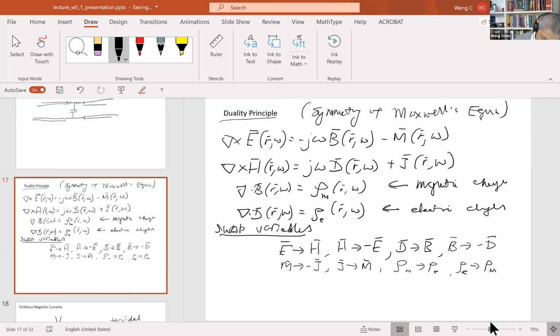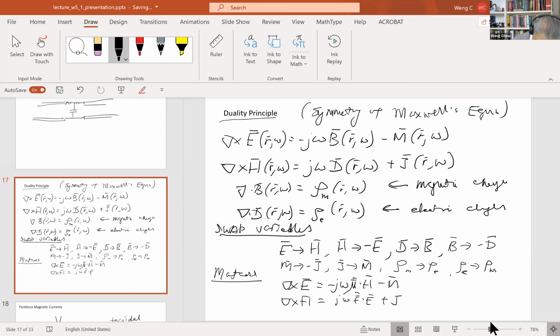Okay, so this is called the duality principle. I have to add that when material is present, the duality principle becomes slightly different. Say if I put in material, Ampere's law becomes j omega epsilon dot E plus J. And in addition to swapping the fields, I will have to swap the materials as well. Mu will have to be epsilon, and epsilon will have to be mu.